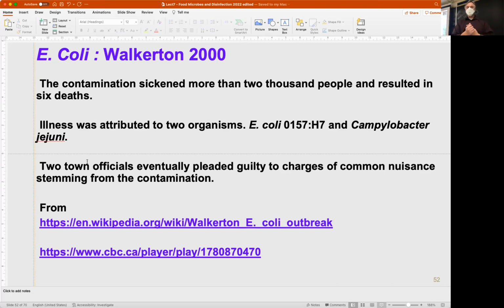And they found 2 organisms responsible for their sickness, E. coli O157:H7, as well as Campylobacter jejuni. And the investigation of where this happened was the water plant. There were 2 guys who were working the water plant. They pled guilty to not paying close enough attention to the water quality.